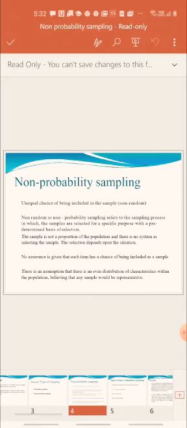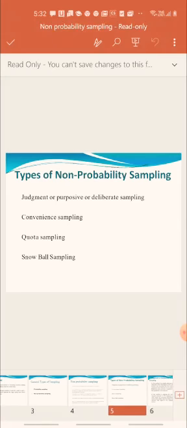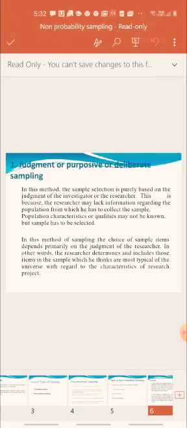So, come to the types of non-probability sampling. There are four types of non-probability sampling: judgment or purposive or deliberate sampling, convenience sampling, quota sampling, and snowball sampling. So, come to the judgment or purposive or deliberate. Now you can have a look at their names.